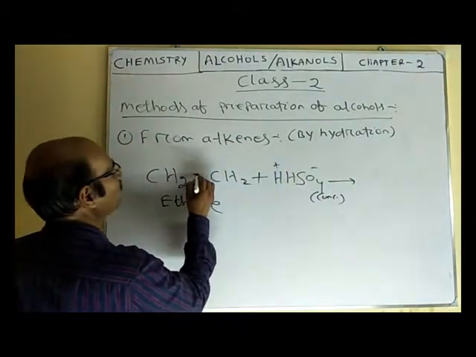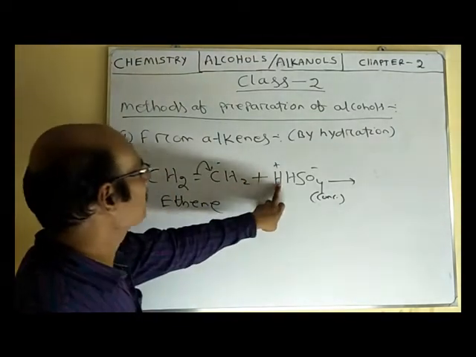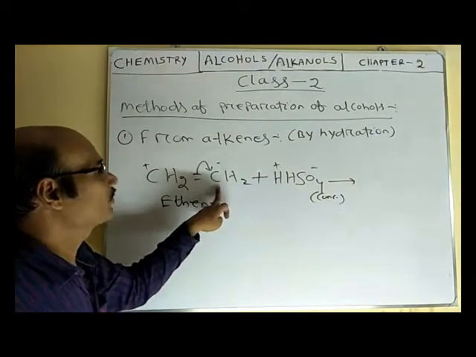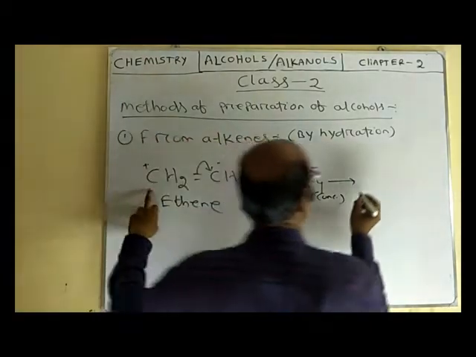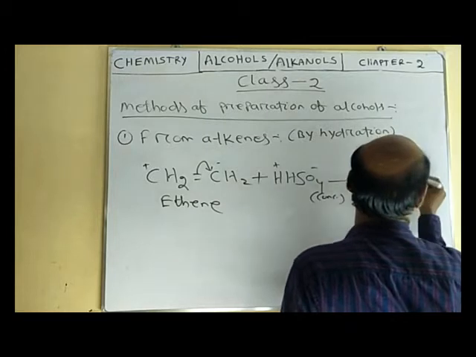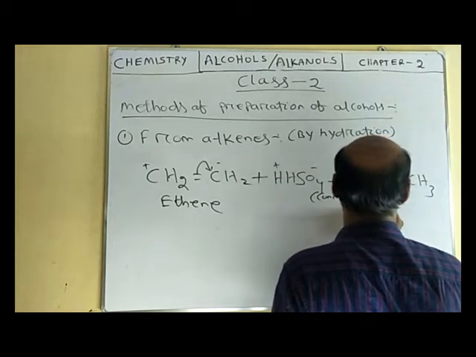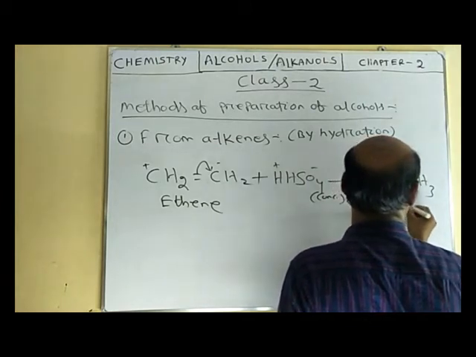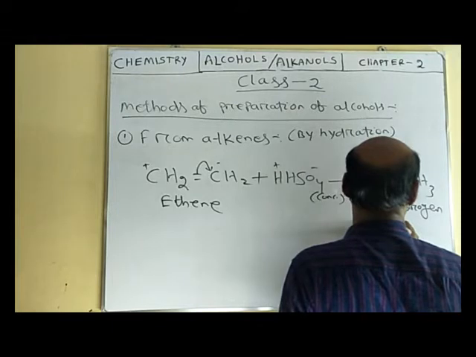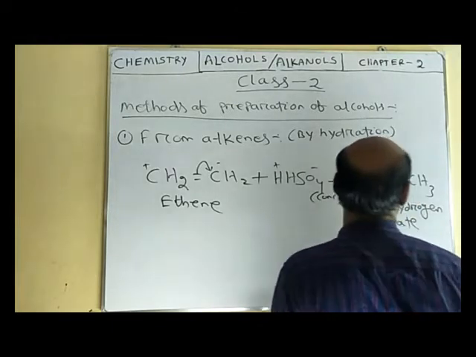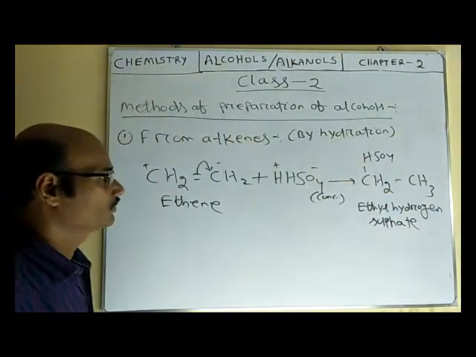So here the pi bond is broken. This H plus will attach to one carbon, and this bisulfate ion, HSO4 minus, will attach to the other carbon, giving CH3CH2HSO4. It is called ethyl hydrogen sulfate.